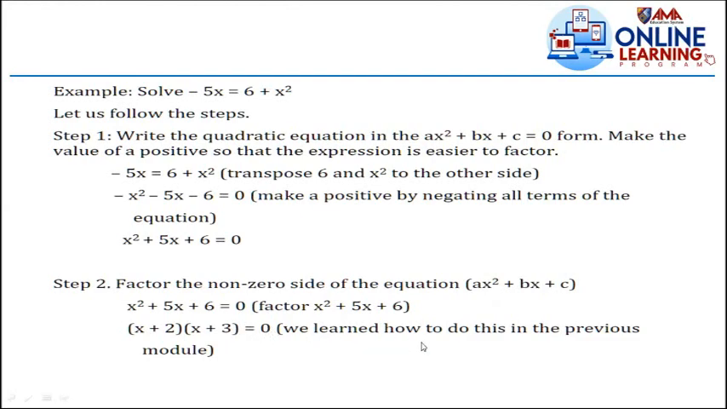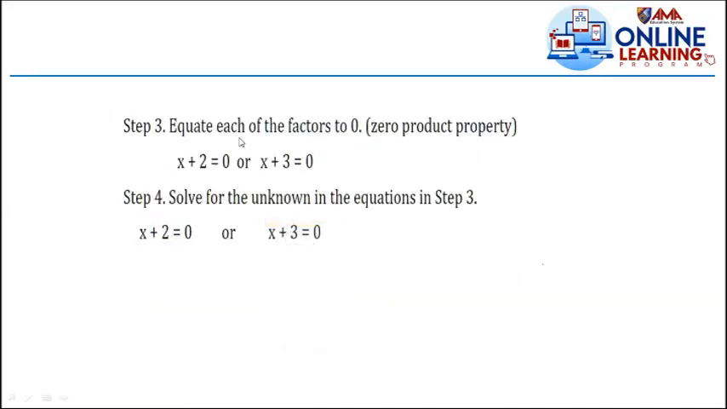We learned how to do this in the previous module. Yan yung square of a perfect trinomial, no? PTS, perfect trinomial square po. So, ito po yung ginawa po natin. Step 3, equate its factors to 0. We're going to apply the zero product property. x plus 2 is equal to 0 or x plus 3 is equal to 0.